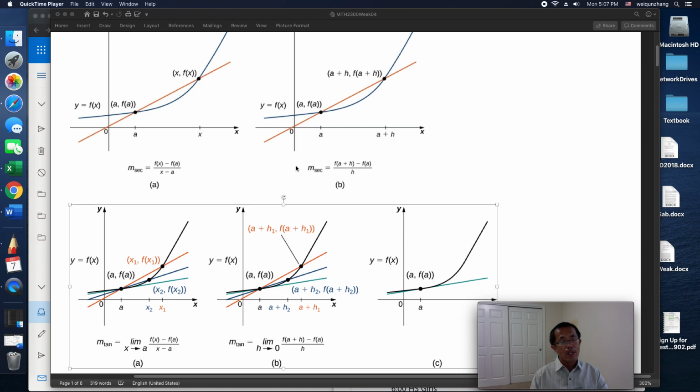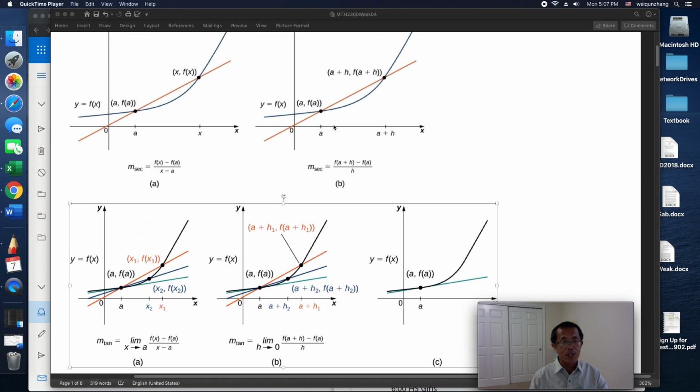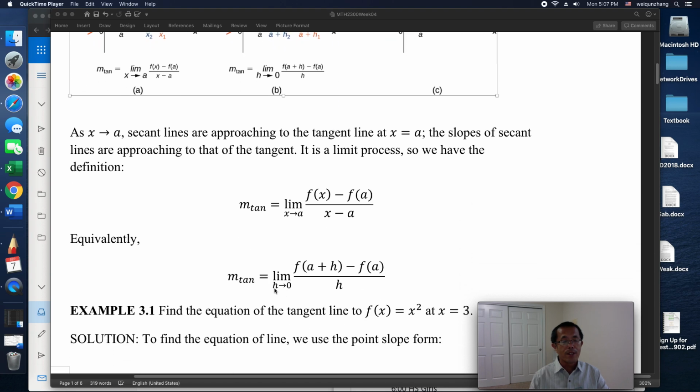And also, as I'm saying, later on we are going to evolve into the representation in part B of the graph. So accordingly, if we use the representation in part B, the slope of the tangent can be written as this limit.